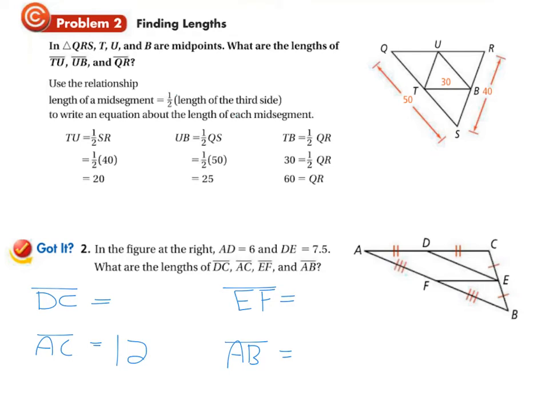And as it turns out, FE, or EF, is exactly half of that. Since it's exactly half of that, what's half of 12? It's 6. We know that. What else do we know? We know that if DE is 7.5, then each portion here is 7.5, making AB 15.